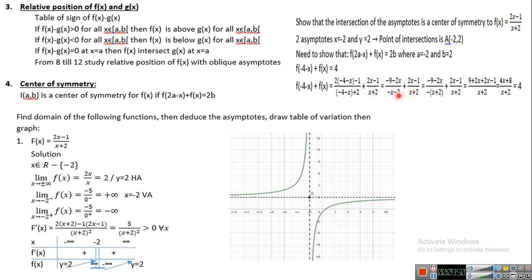If you continue, you can see these two are opposite. You can put a minus before and then put this minus up, it will be 9 plus 2x over x plus 2. Then you have x plus 2 as the same denominator, you add it to 2x minus 1. You're going to get 4x plus 8 over x plus 2. You can factor out 4, so it's equal to 4, what I wanted to show. So I have proved that f of 2a minus x plus f of x equals 4. So the intersection of the asymptotes is a center of symmetry.